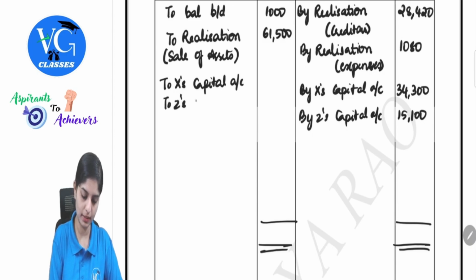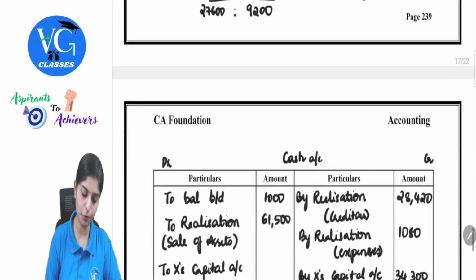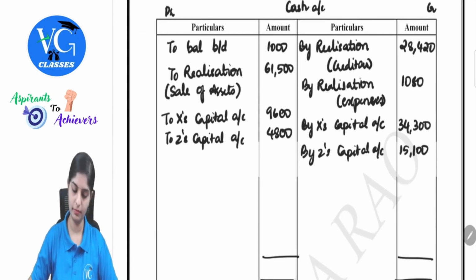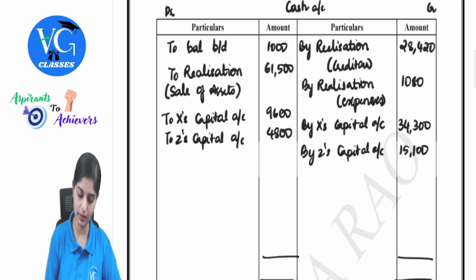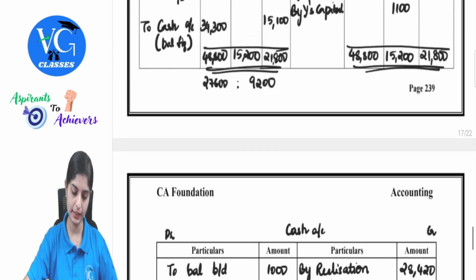To Z's capital, 9,600 and 4,800. 1,000 plus 61,500 plus 9,600, 4,800, 76,009. Small correction here, guys.